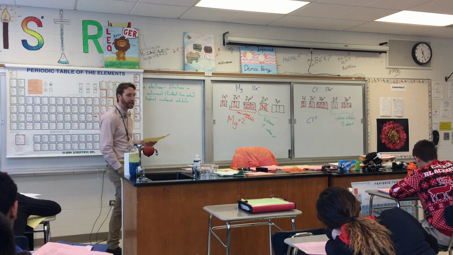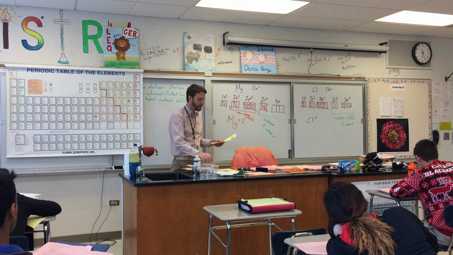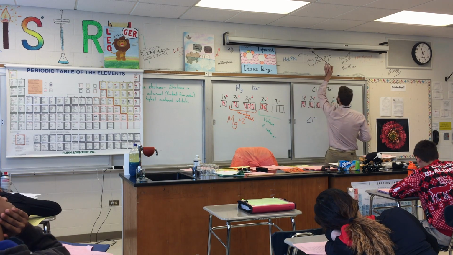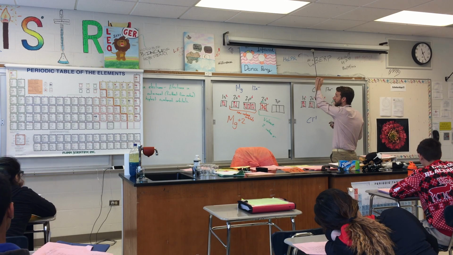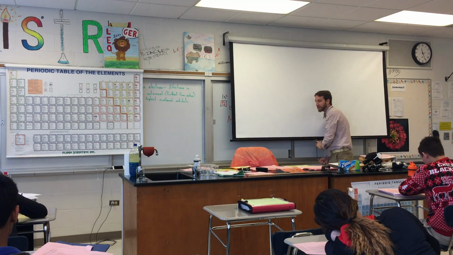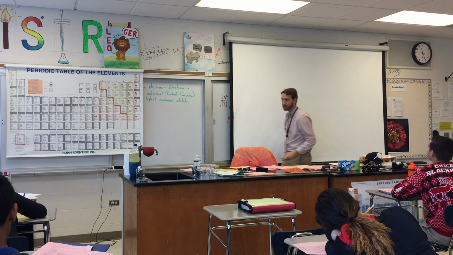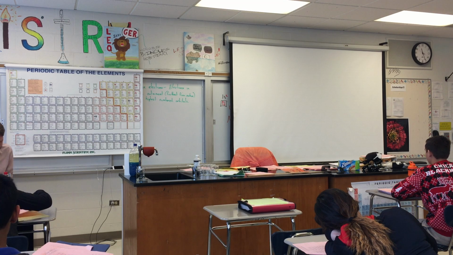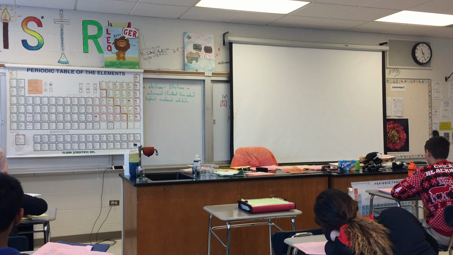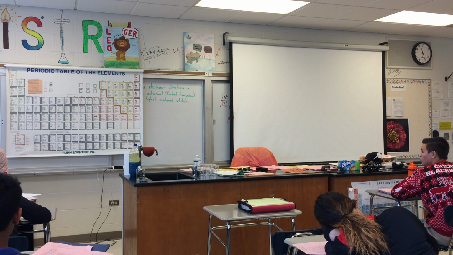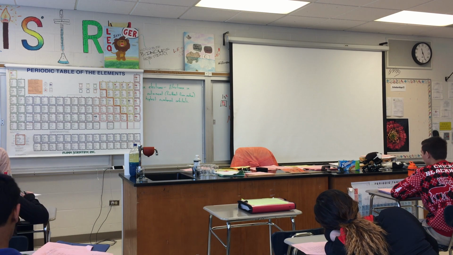What's lithium's atomic number? 3. What does the atomic number tell us? Number of protons. So the protons column for lithium, you're going to fill in 3. Okay, what's next? Electrons. We got to figure out the number of electrons. How do we figure it out? From the charge. So this can be a little bit tricky.